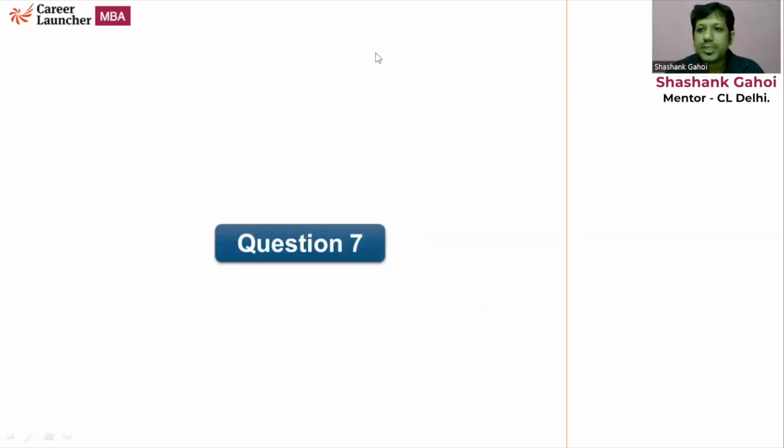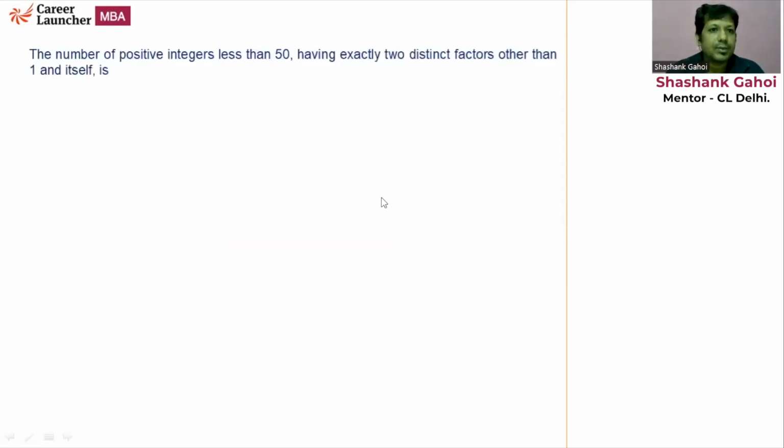Let's start question number 7. Now, this question says: the number of positive integers less than 50 having exactly two distinct factors other than one in itself. Okay. So one factor is 1 and the number itself is another, so I have two factors plus 2 more. So total number of factors of a number should be 4.